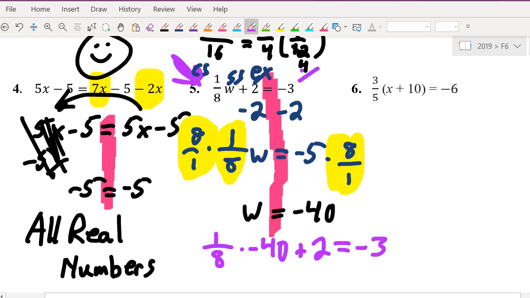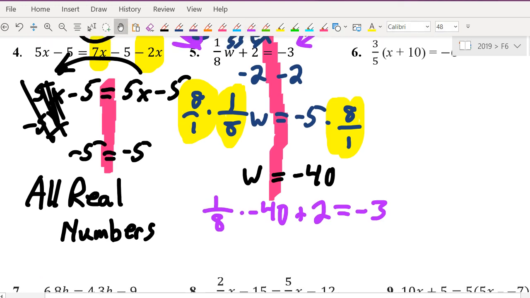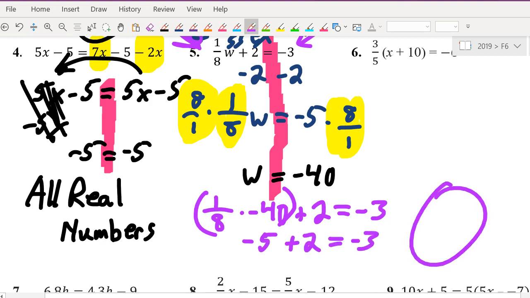-3. Right? Okay, good. Now it's important that you guys know how to do this because you should check your answer. So 1/8 times -40, what's an eighth of 40? That's -5 plus 2 is equal to -3. So yes, that is the right answer.